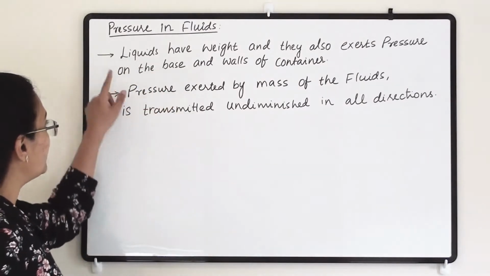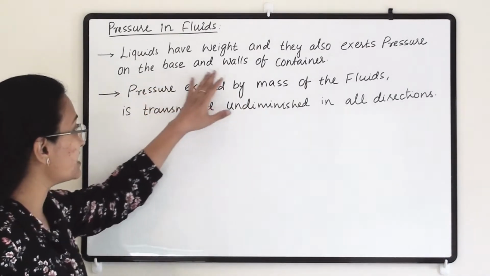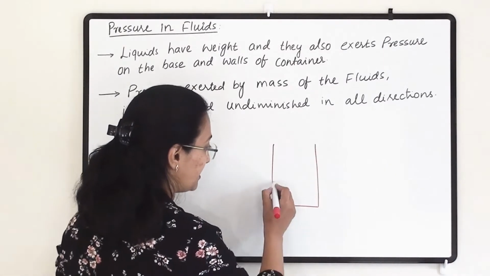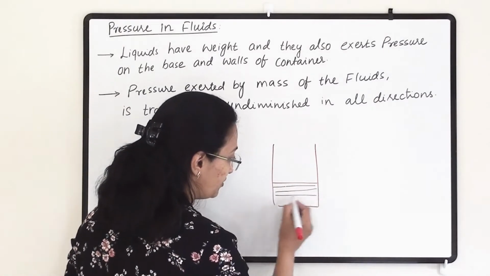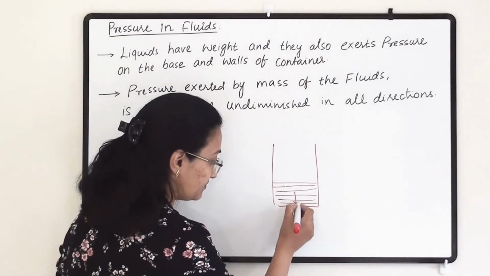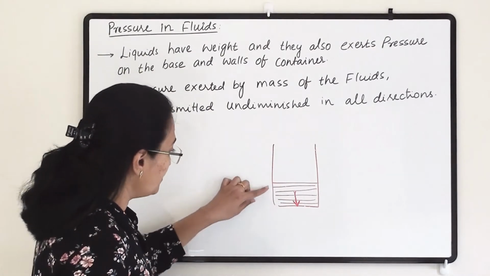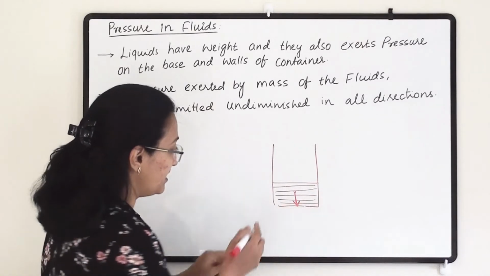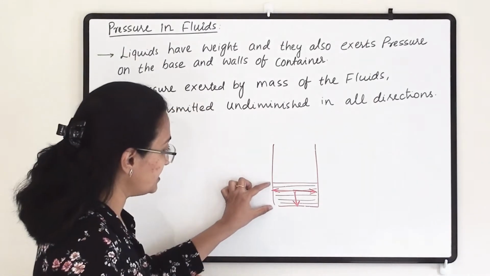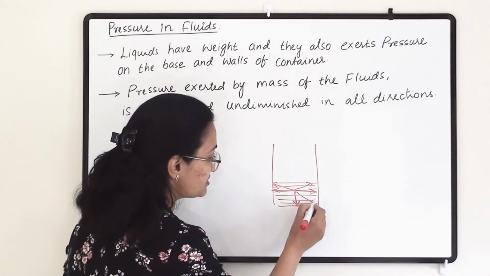So pressure in fluid: liquids have weight and they also exert pressure on the base and wall of the container. For example, this is our container and we have filled a liquid or a fluid till here. It exerts pressure on the base because it will always lie at the base. It also exerts pressure on the wall, as far as we have filled this container. It exerts pressure in all directions till its surface.